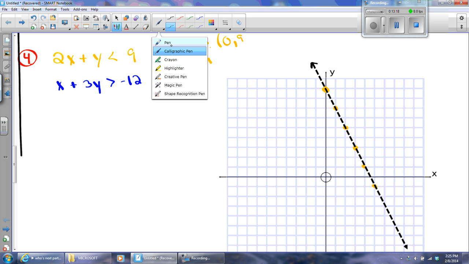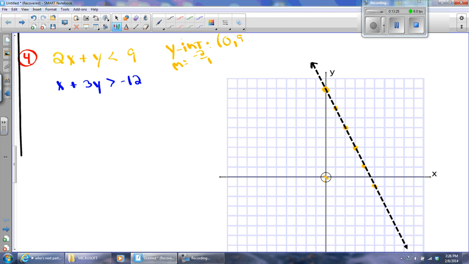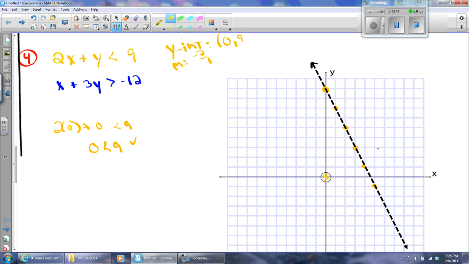Oh, remember though, to determine where I need to shade, I have to use a test point. I'm going to use the origin as long as my graph doesn't go through it. So I'm going to plug 0 in for x and 0 in for y and see if that's less than 9. Simplify the left-hand side. I get 0 is less than 9, which is true. So I will shade where the test point is.